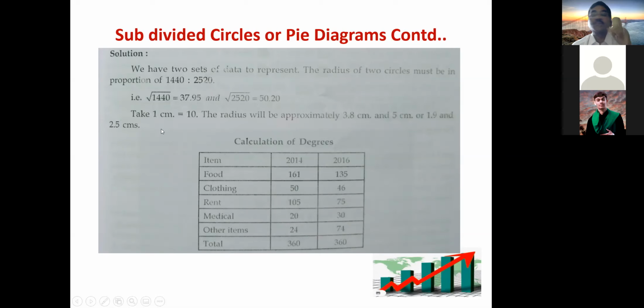Now take 1 centimeter. 1 centimeter, 1 centimeter size, you have to treat as 10. For 10, you have to take 1 centimeter. Like that, you have to take the criteria. The radius will be approximately 3.8 centimeters and 5 centimeters. 3.8 centimeters for the first diagram and 5 centimeters for the second diagram, or this can be called 1.9 and 2.5 centimeters for the half-width. Like that, you have to do it.